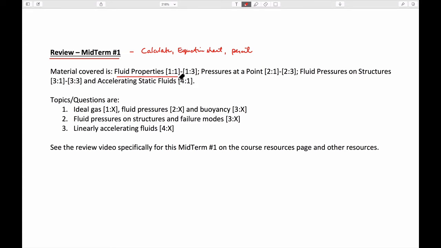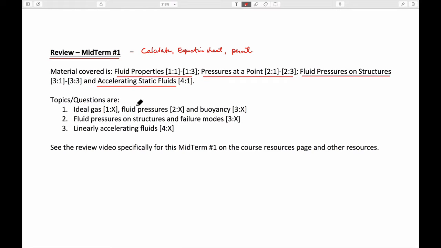So fluid properties, which we touched on in the first week, fluid pressures at a point, and manometry in the second week. Fluid pressures and how they apply on structures by integrating them, which we dealt with in the third week. And then finally, accelerating static fluids, which we talked about in 4.1. There are 3 questions. The exam is 90 minutes long, but you can stay for 4 hours is the plan, so you can do your best work.